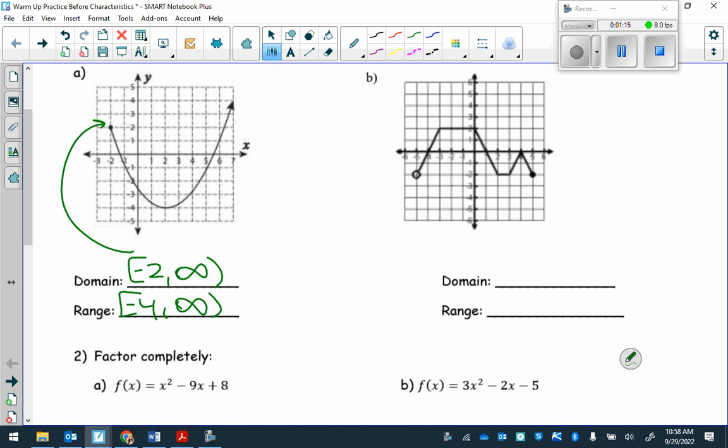All right. What's the domain for this one? Excellent. -5, 5, parentheses because of the open circle, and bracket because of the closed. How about the range? Okay, and what would be around them? Good.